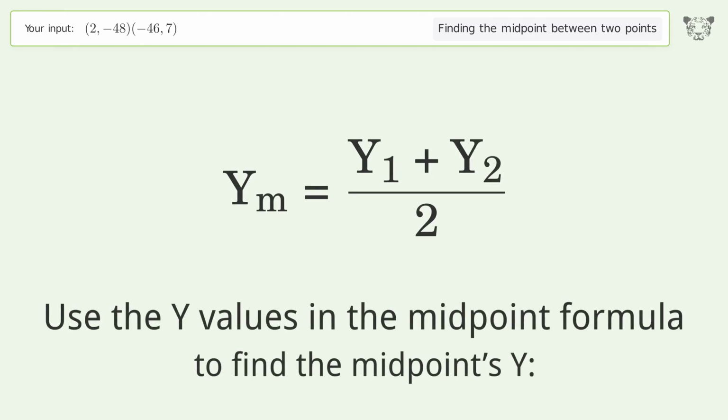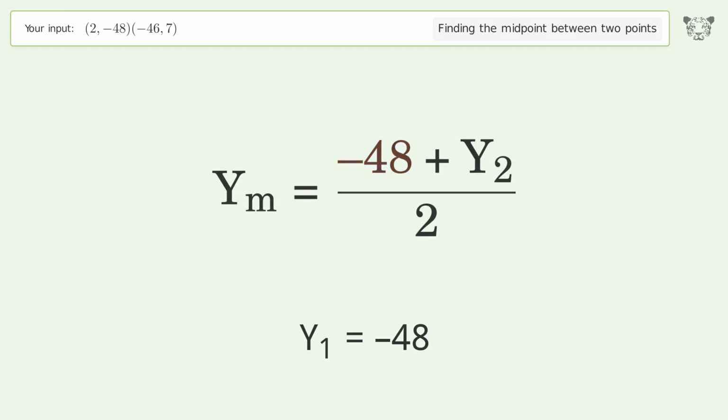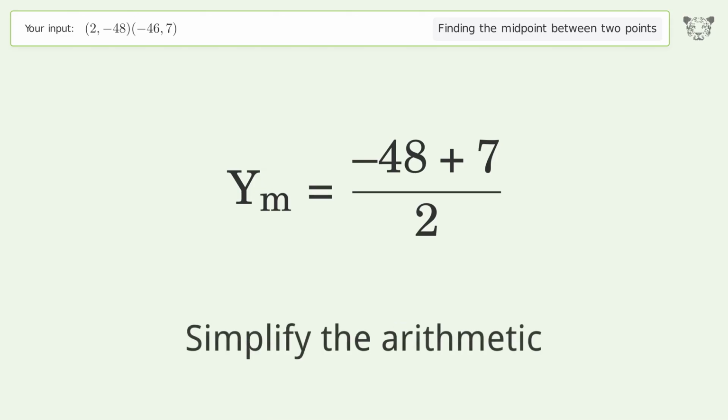Use the y values in the midpoint formula to find the midpoints y. y1 equals -48. y2 equals 7. Simplify the arithmetic.